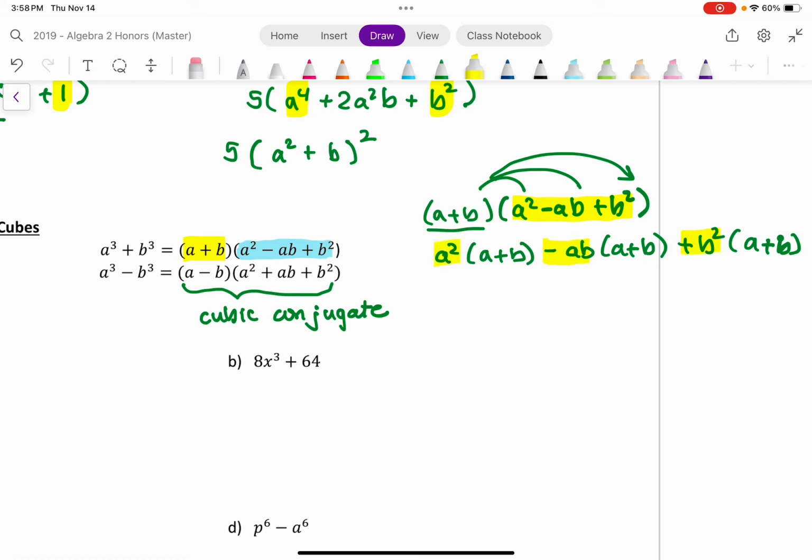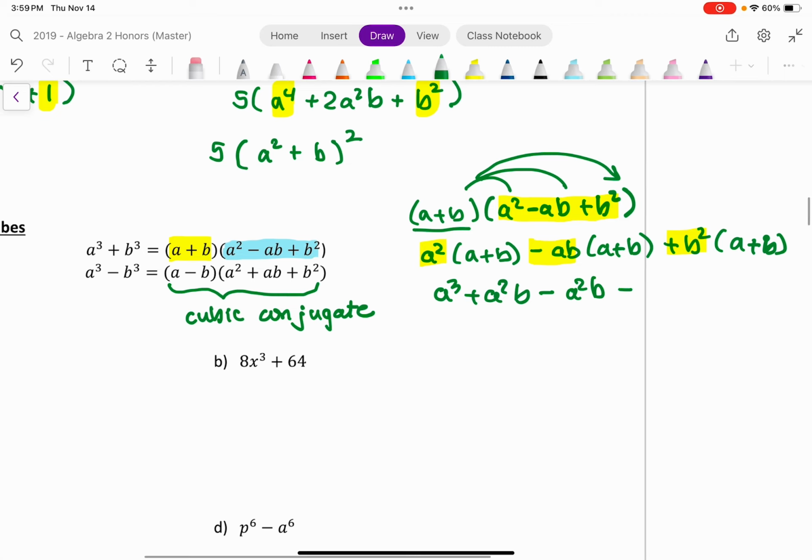That's also an option. If I multiply that out, distribute again, I have a cubed plus a squared b minus a squared b, minus ab squared plus ab squared plus b cubed. And what ends up happening here, these cancel out. They're like terms. These cancel out. They're like terms. So we're left with a cubed plus b cubed.